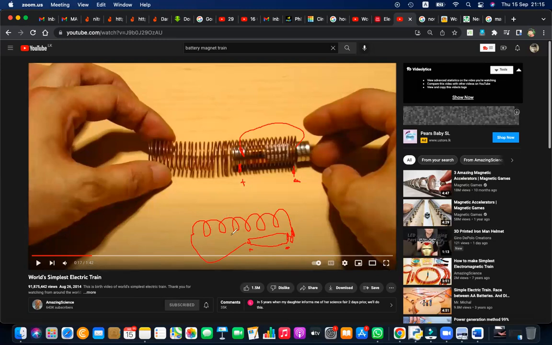When the current goes through the coil here, there will be a magnetic field. That is what we learned. Now these two are permanent magnets. So there is a permanent magnet here and here, so there will be repulsion created. A repulsion force is created because of these 2 magnetic poles.